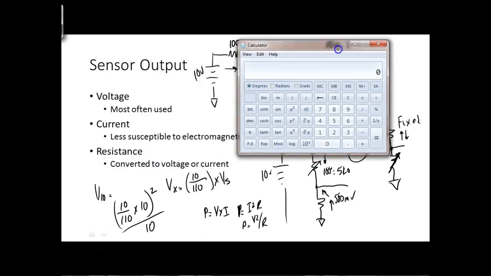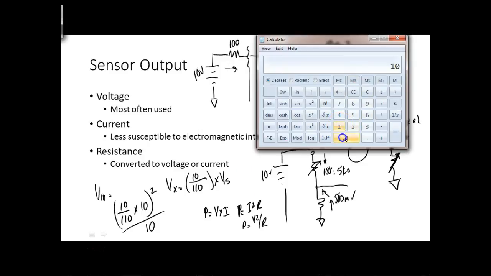So what would I do? I'm going to say 10 divided by 110 equals. Then I'm going to do what with that? I'm going to say times 10 equals. Right? You understand that? Then I'm going to square it. Right? Okay. Then I'm going to divide this by 10. So that's 82.6 milliwatts.